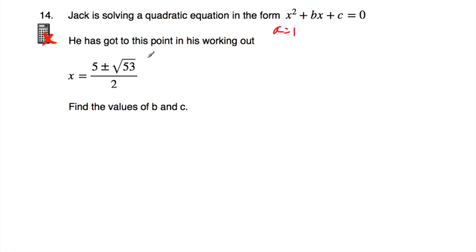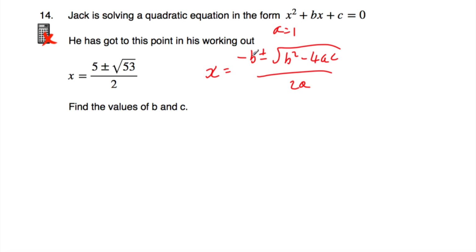Now normally, whenever we're doing this, let's write the quadratic formula down. x is equal to negative b plus or minus the square root of b squared minus 4ac over 2a. Now let's just check. We know a is equal to 1, and 2 times a, 2 times 1 is equal to 2, so that's great. We've got the 2, so a is 1. But here, if we focus on this part here, we've got negative b plus or minus, so we've got negative b. And here, Jack's got 5.